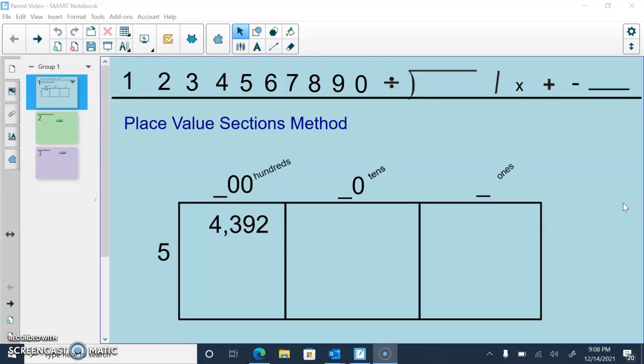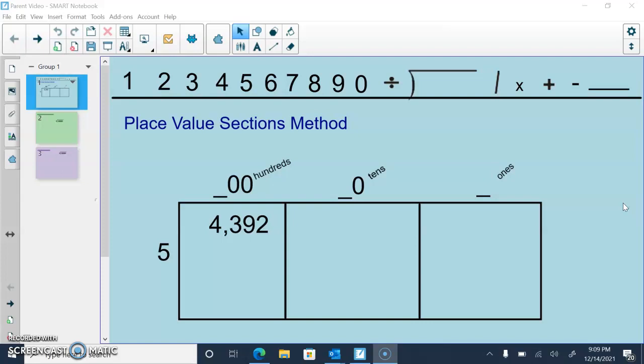Trying to teach them the standard algorithm or the expanded notation gets them very confused. This gets them the right answer, and they understand how to do this, so I encourage them to keep doing this method. By next year, I'm sure that standard algorithm will come to them very quickly. Right now, developmentally, they may not be ready to quite grasp the concept of digit by digit division. So this is called place value sections.